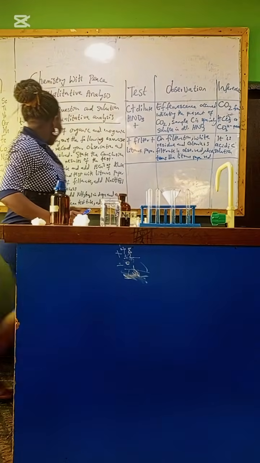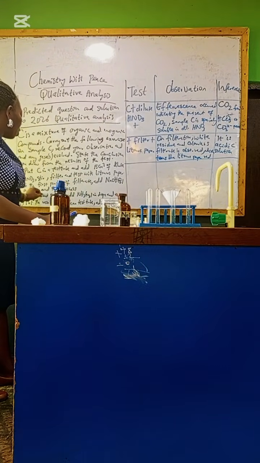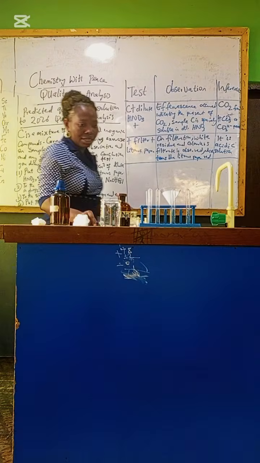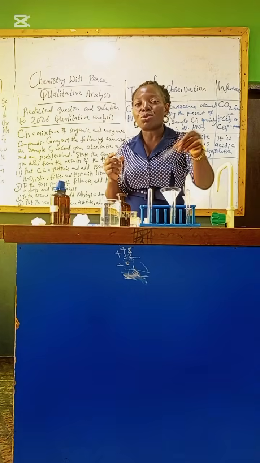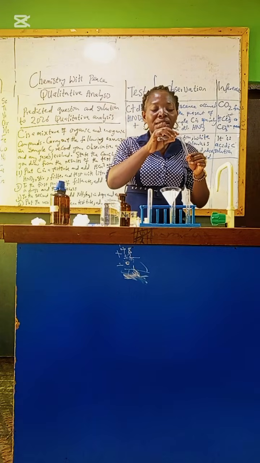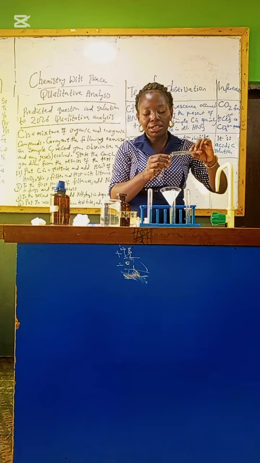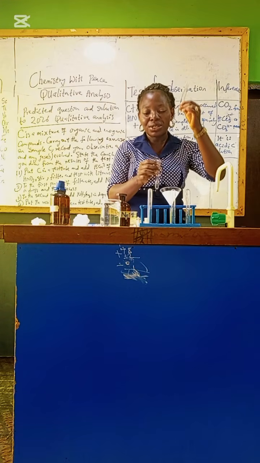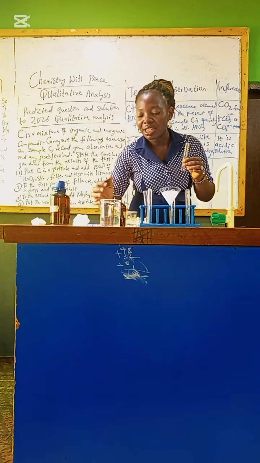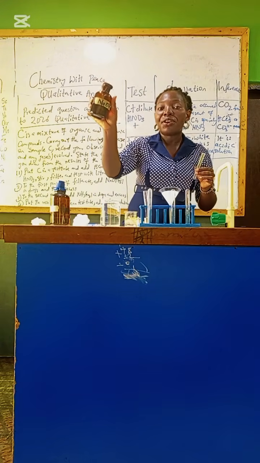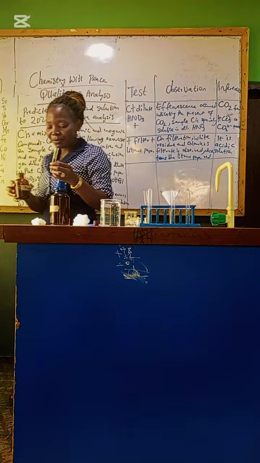Then the next one says, to the first portion of filtrate, add sodium hydroxide in drops and then in excess. This is our filtrate. So we are going to get a small portion of it, just a little portion. Don't get more, just little. This is our sodium hydroxide. I want you to observe what will happen.